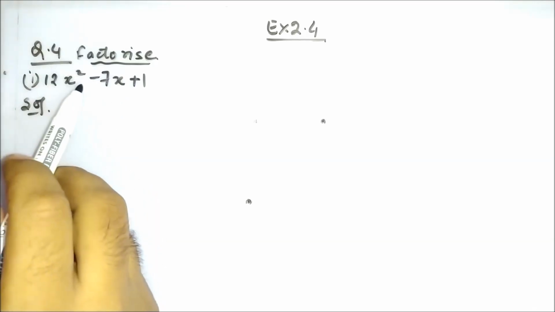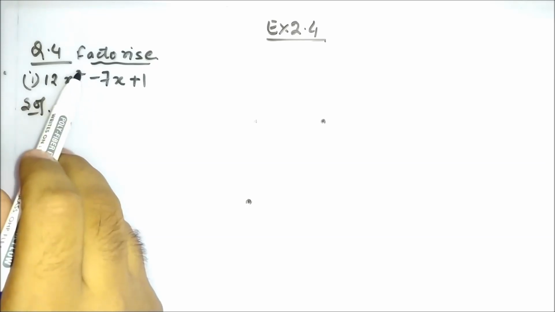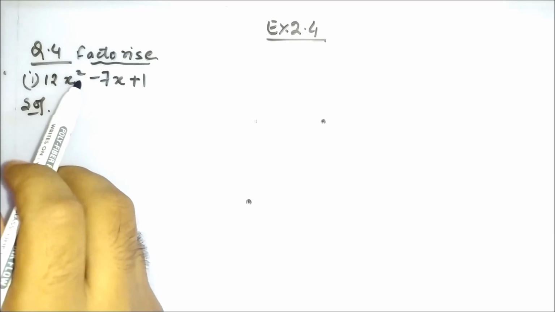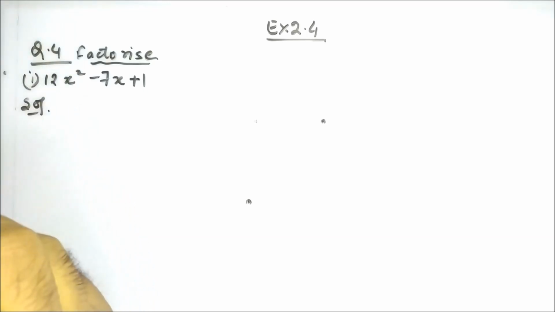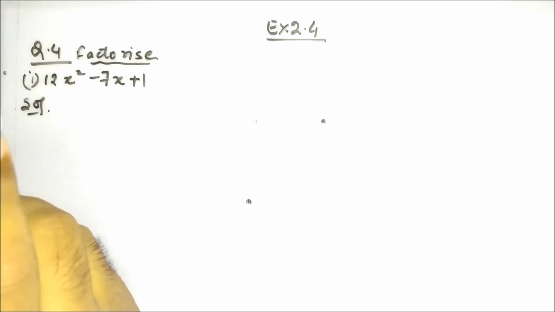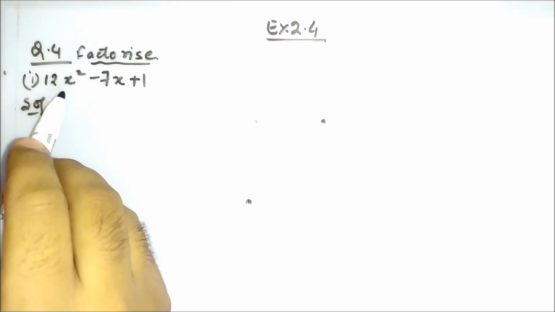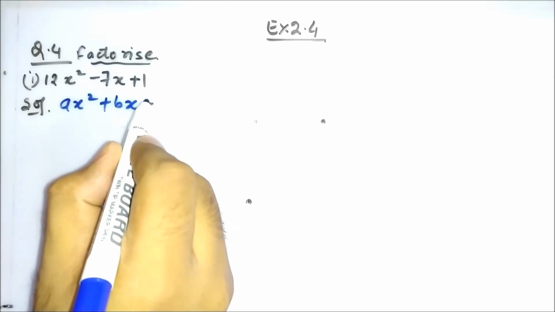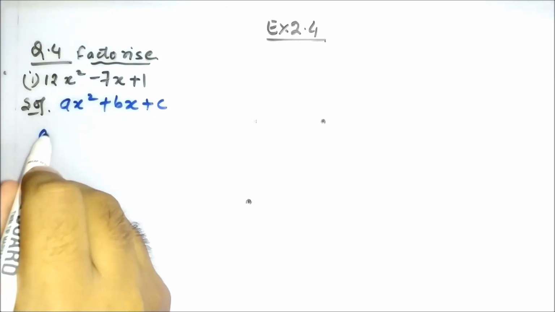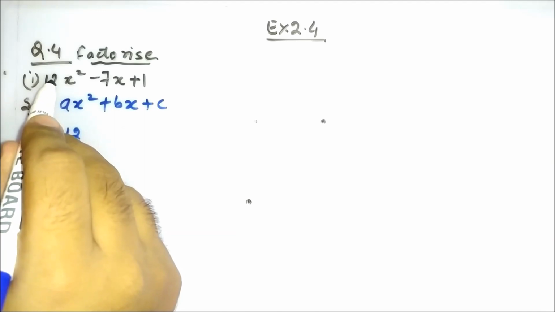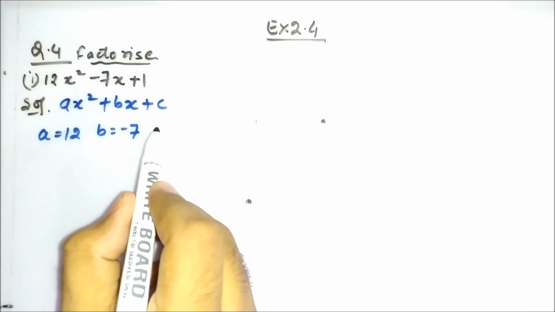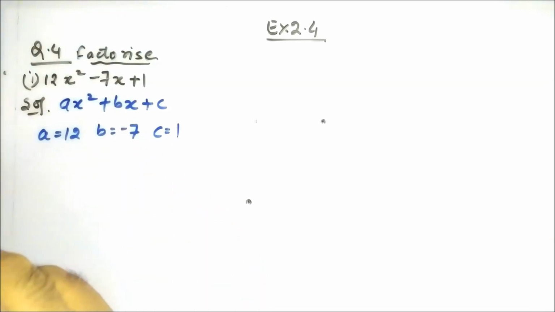Okay, so this is a quadratic polynomial given to us because the degree of the polynomial is 2. Hence it is a quadratic polynomial. We need to factorize this into two linear polynomials, and that we are going to do by the splitting the middle term method. Now, if you compare this to the general form of quadratic polynomial, that is ax square plus bx plus c, then we will get the value of a as 12, that is the coefficient of x square, value of b as minus 7, that is coefficient of x, and value of c, that is a constant term, that is 1.